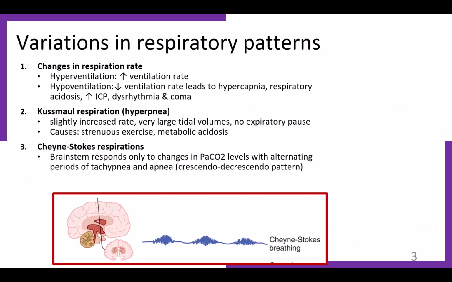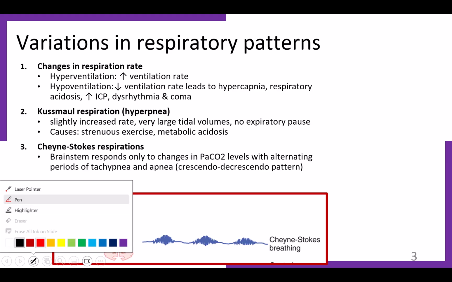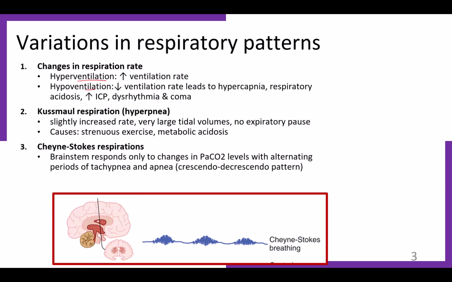Some more definitions have to do with a variation in respiratory patterns. So the first two are linked together. So ventilation is the rate of breathing. So hyperventilation is when you have an increase in ventilation rate, an increase in respiration rate, and hypoventilation is the opposite. So hypo is less than. So hypoventilation is when ventilation rate or respiratory rate drops below normal. Kussmaul respiration is hyperpnea.